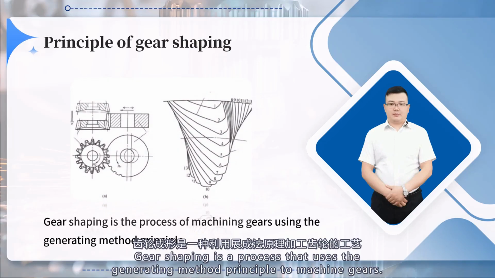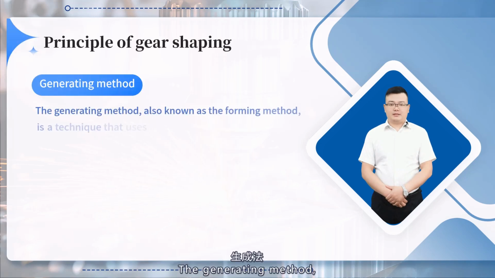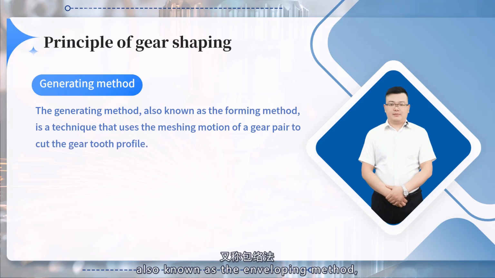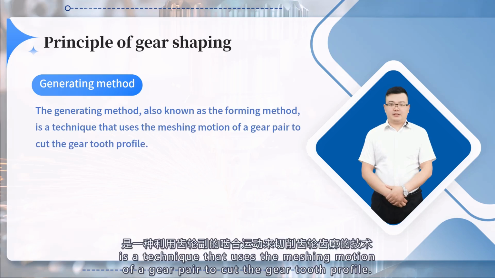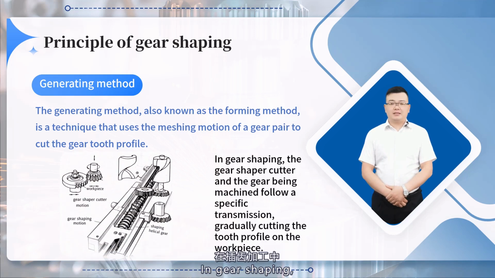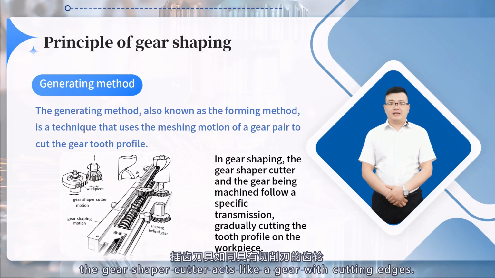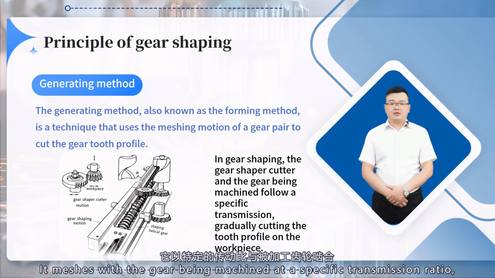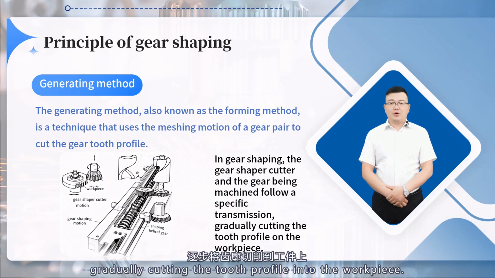Gear shaping is a process that uses the generating method principle to machine gears. The generating method, also known as the enveloping method, is a technique that uses the meshing motion of a gear pair to cut the gear tooth profile. In gear shaping, the gear shaper cutter acts like a gear with cutting edges. It meshes with the gear being machined at a specific transmission ratio, gradually cutting the tooth profile into the workpiece.